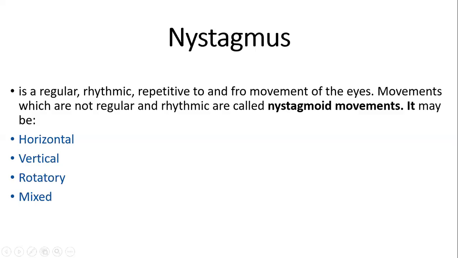Okay, coming to the last part of the presentation, I will just go fast through the nystagmus. So the definition: it is a regular, rhythmic, repetitive to and fro movement of the eyes. Movements which are not regular and rhythmic are called nystagmoid movements. If you are having haphazard movement, the movement is not the same, then that is more of nystagmoid movements. That nystagmus might be horizontal, vertical, rotatory or torsional or mixed.